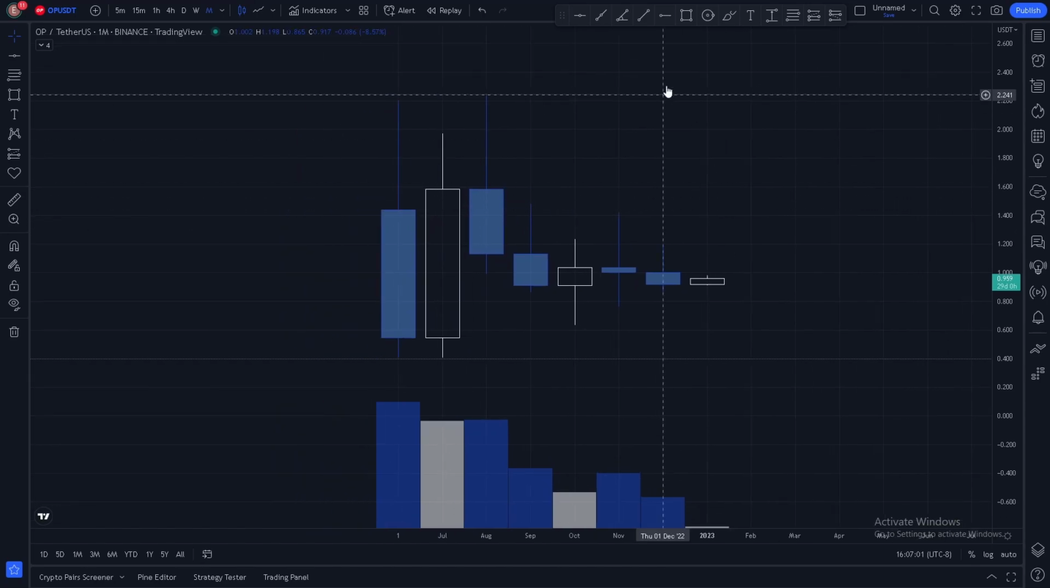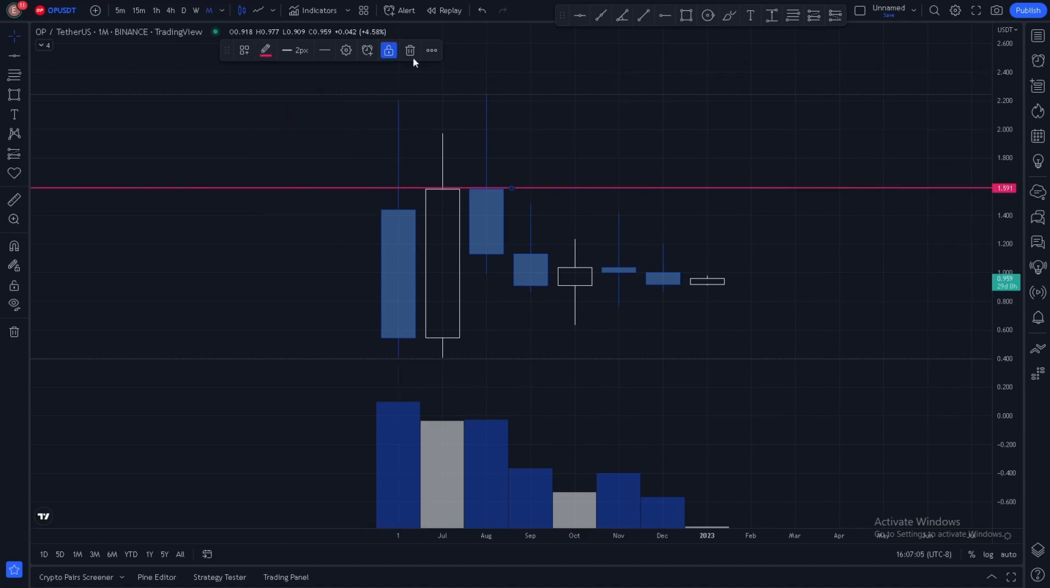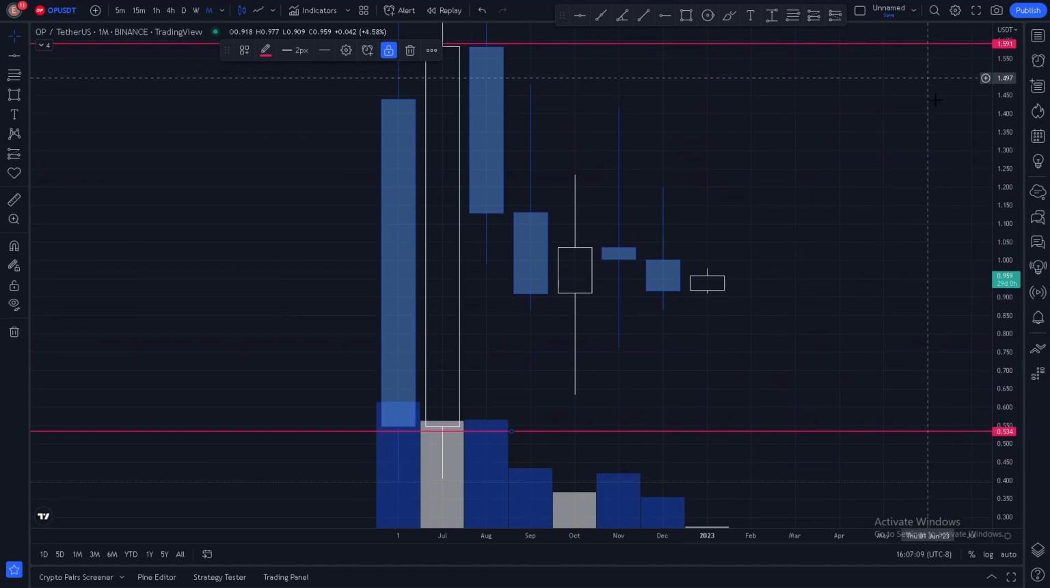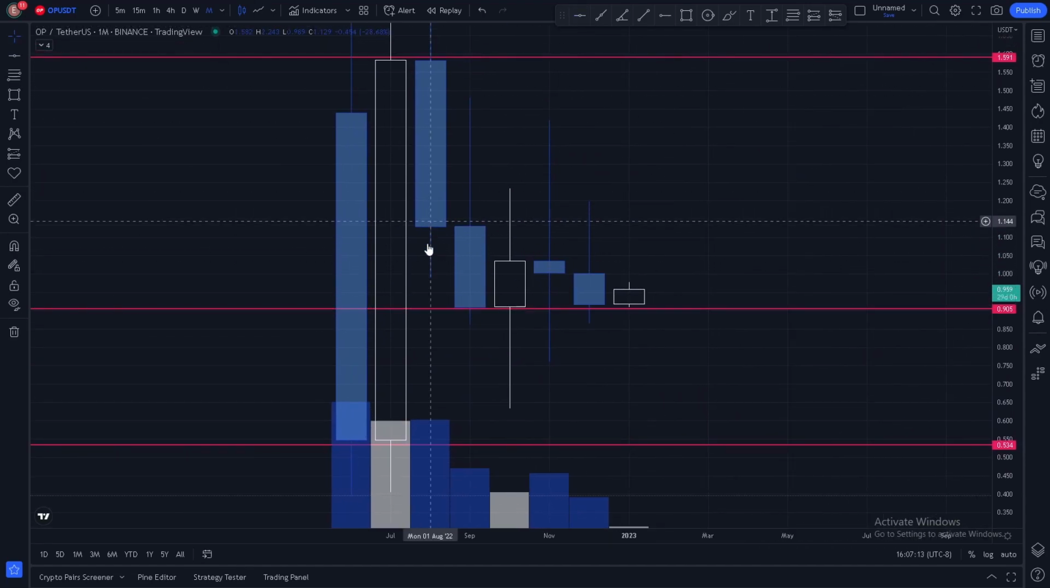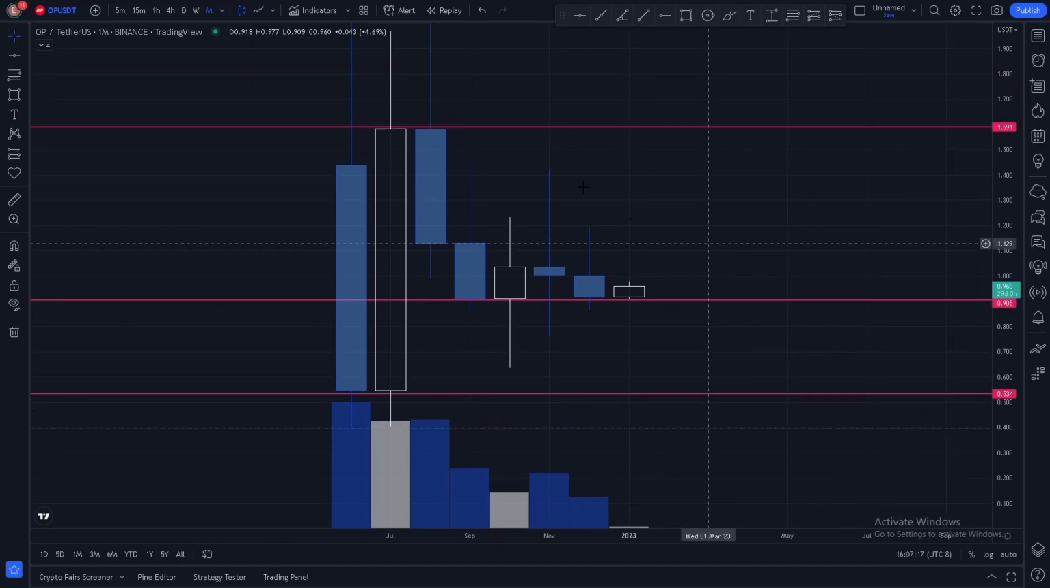Now the first key levels we can notice is our monthly swing high here and our monthly swing low. Now we also notice a key support level right here with multiple reactions. So let's go ahead and hop to the weekly.